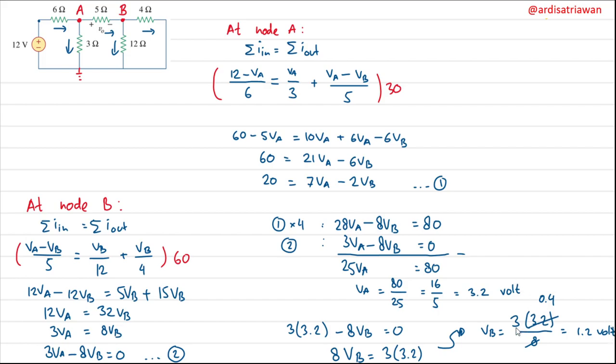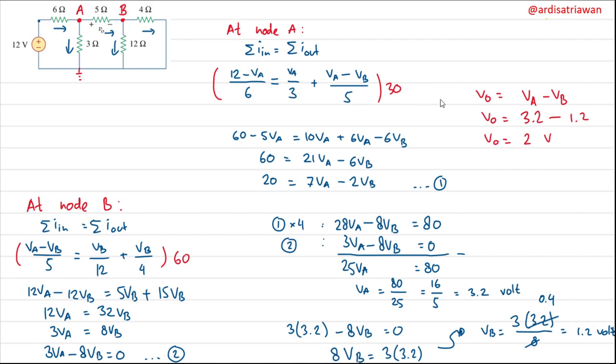But we are not looking for VB, right? We are looking for V0. Okay, V0, what is V0? So V0 is just the difference between V, so I'll have VA minus VB. Okay, so I will have V0 equal to 3.2 volt minus 1.2, and we will conclude that V0 is 2.